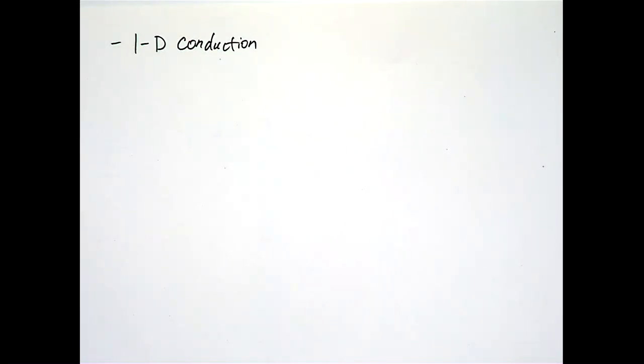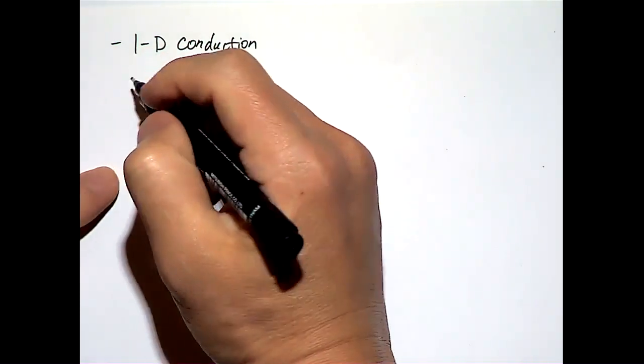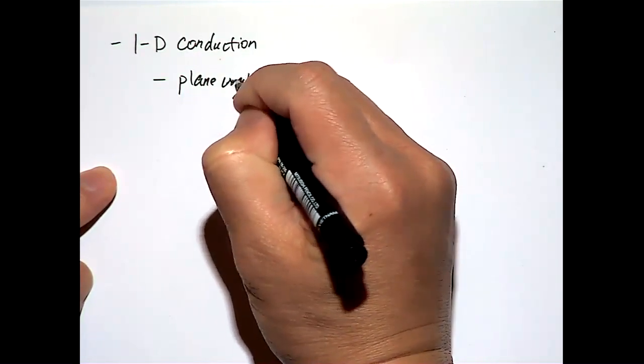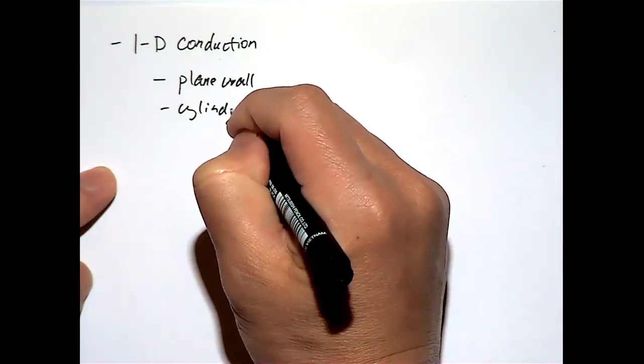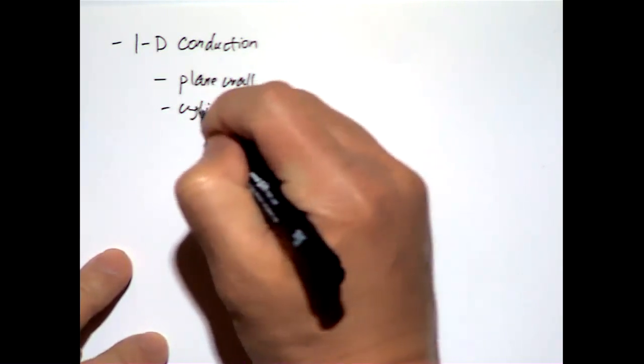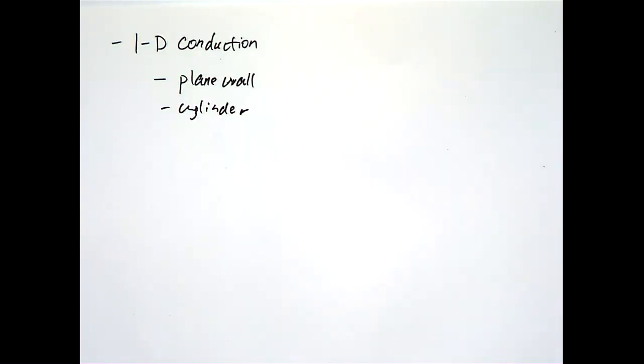So in the last lecture, we discussed two types of one-dimensional conduction. One is the simplest case, conduction through a plane wall, and the other is through a cylinder. Both are pretty straightforward, and that's because we simplified the general heat conduction equation almost as much as we can.